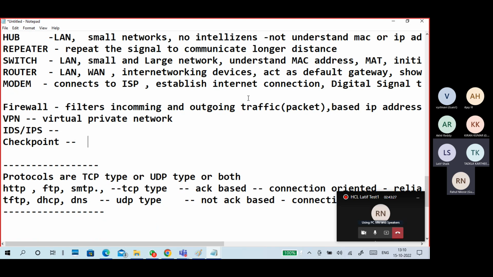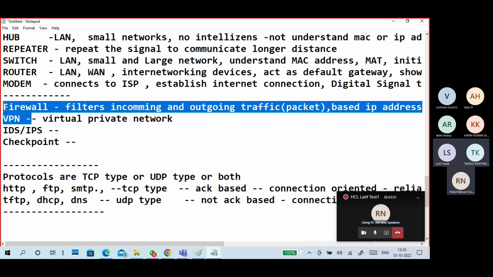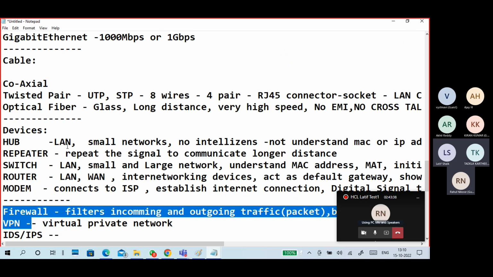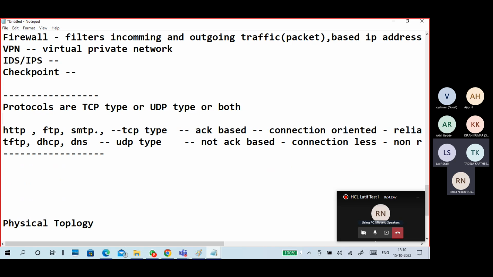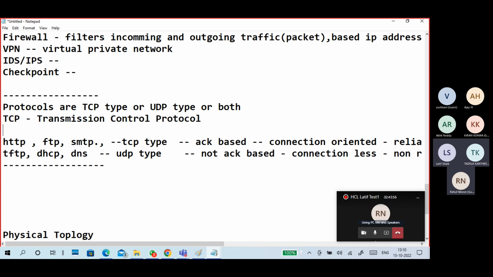I just added some more points here, but firewall is one of the important ones, and VPN. These two are very important, guys. In security, at least know what firewall and VPN devices are. And you remind me what TCP is, what UDP is. I didn't give any definition, right? Transmission Control Protocol, User Datagram Protocol.